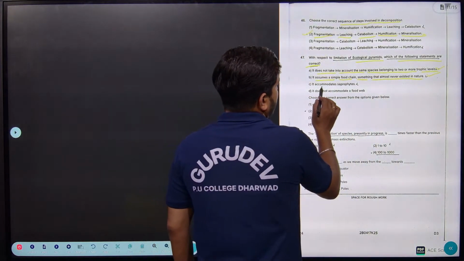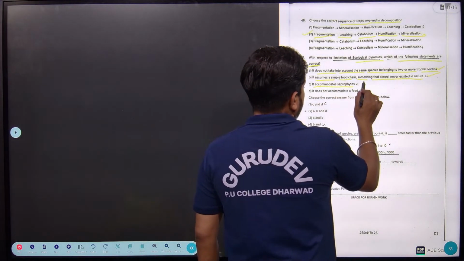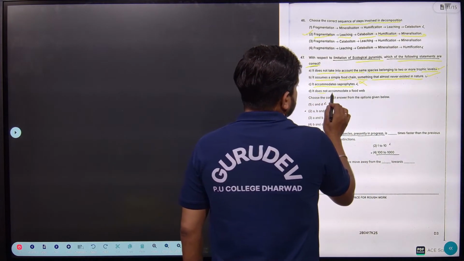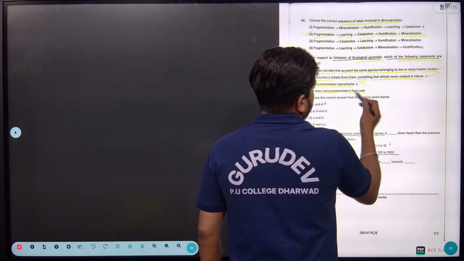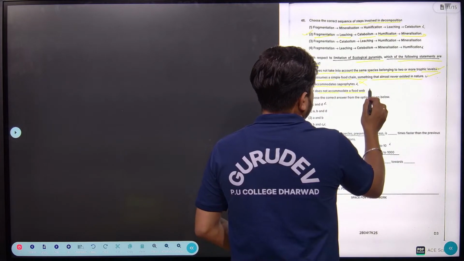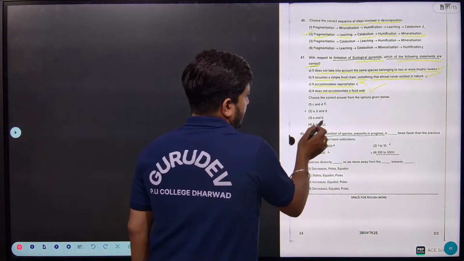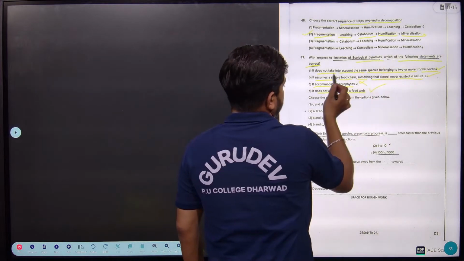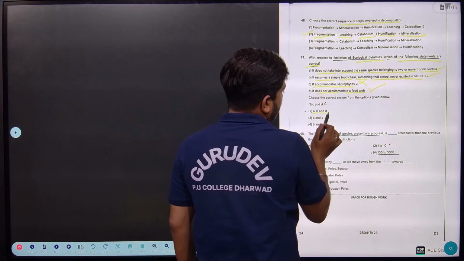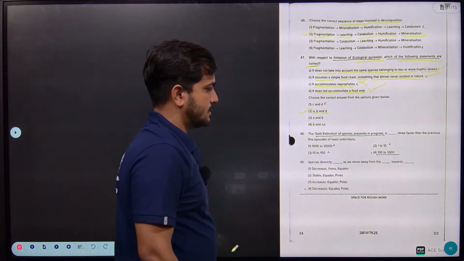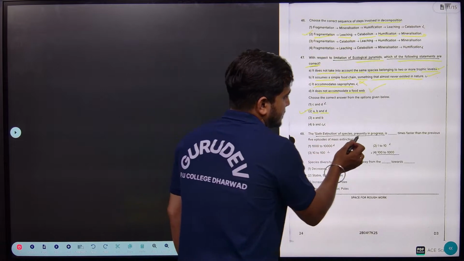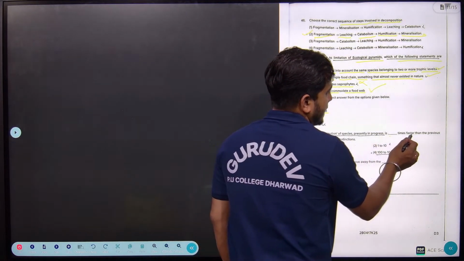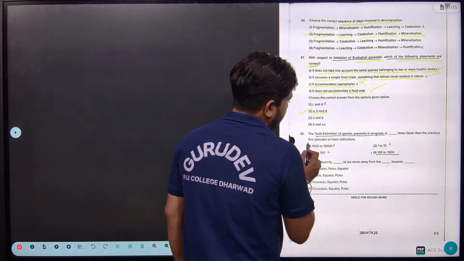Then, it accommodates the saprophytes. No, it won't accommodate saprophytes. Then it does not accommodate the food web. No, it does not accommodate it. So this is what is actually correct. So which is a limitation of the ecological pyramid? With respect to that, A, B and D are correct. Understand?